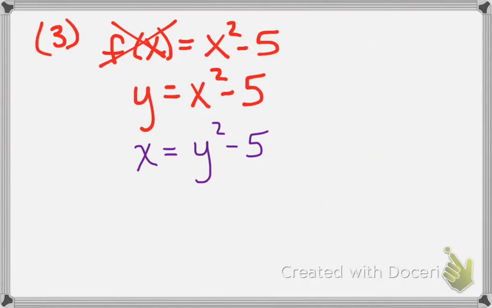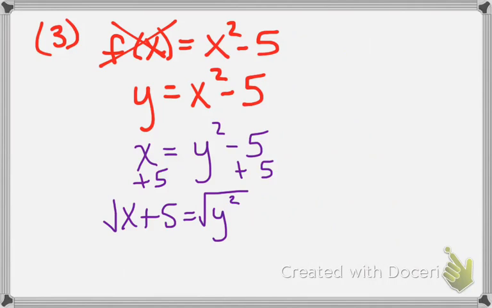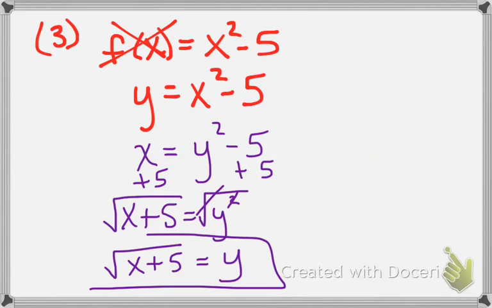Then from here we just need to get the y by itself. So I'm going to start by adding 5 to both sides, which is going to give me x plus 5 equals y squared. So now to get y by itself, I need to get rid of the square, the power of 2. So I'm going to square root to get rid of the square, and I'm going to square root the other side also. So this will be the square root of x plus 5 equals y, because the square and the square root cancel each other out. So that is the inverse. Notice that x squared, when we found its inverse, we got an answer with a square root.